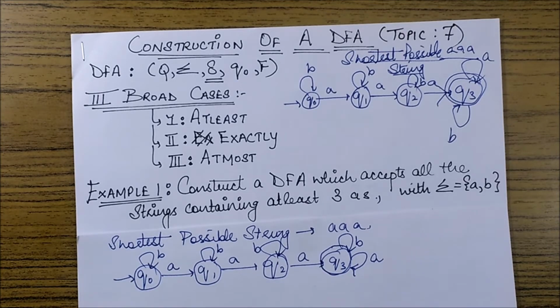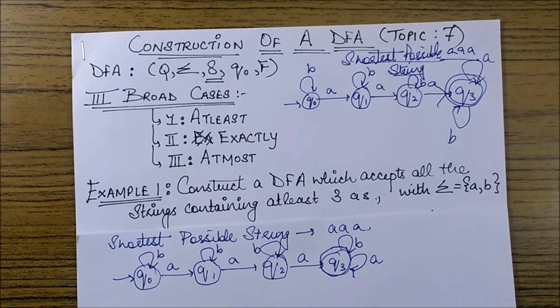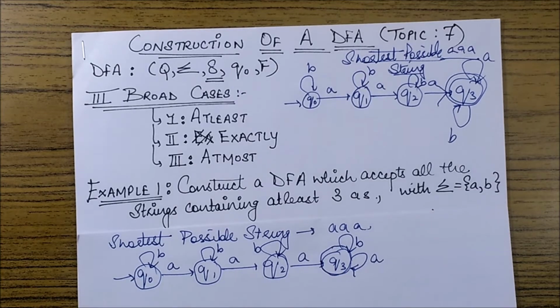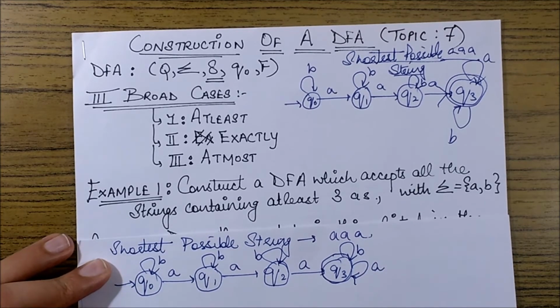And now let's see how we do it for exactly 3 A's. Again, for exactly 3 A's, the procedure remains the same. First of all, we try finding the most basic thing, which is constructing the shortest string. The shortest string over here will also be AAA, right? So the shortest string will be AAA.